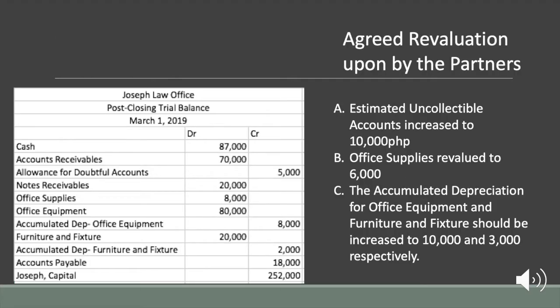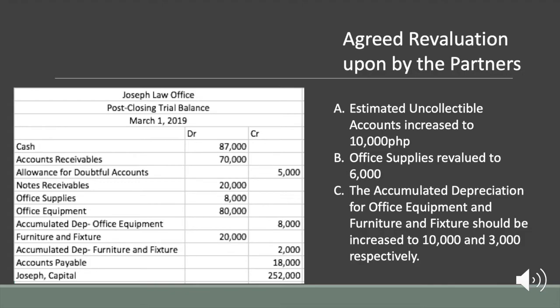Here we can see the agreed revaluation by the partners. First, estimated uncollectible accounts increased to 10,000 pesos. Next, office supplies revalued to 6,000 pesos. C, the accumulated depreciation for office equipment and furniture and fixture should be increased to 10,000 and 3,000 respectively.